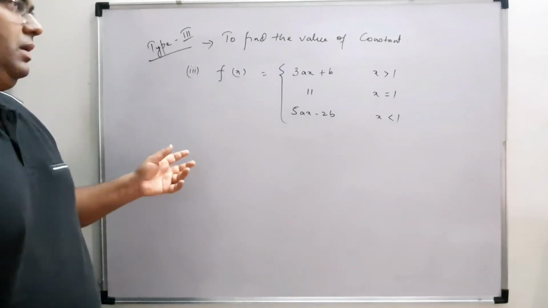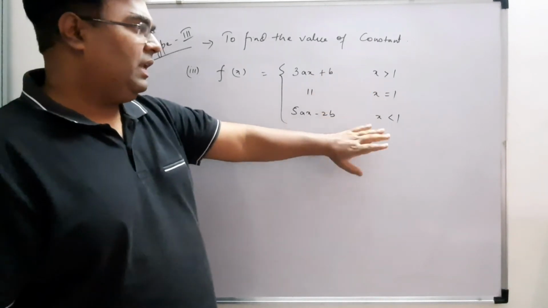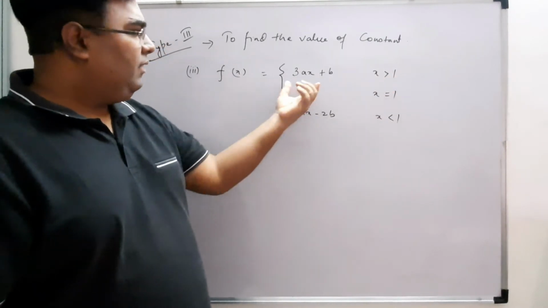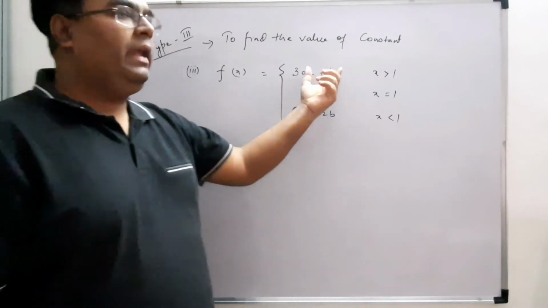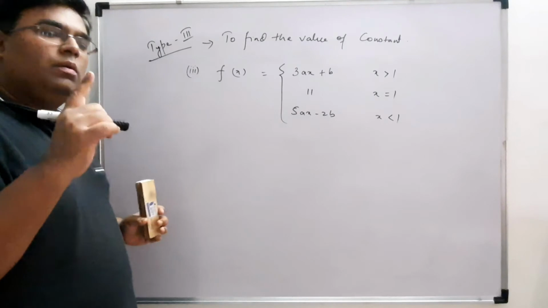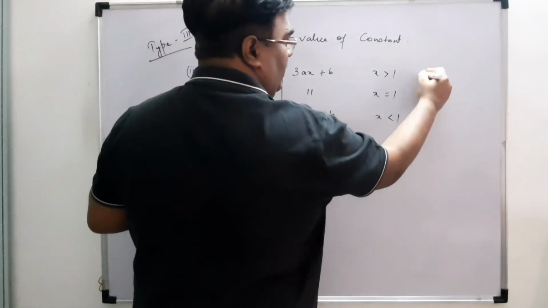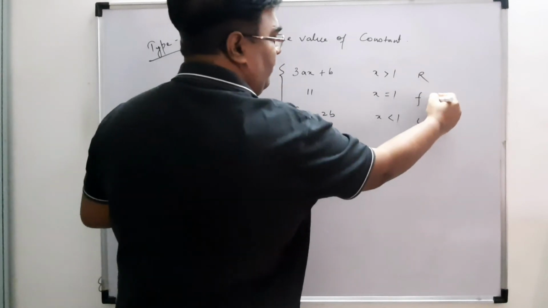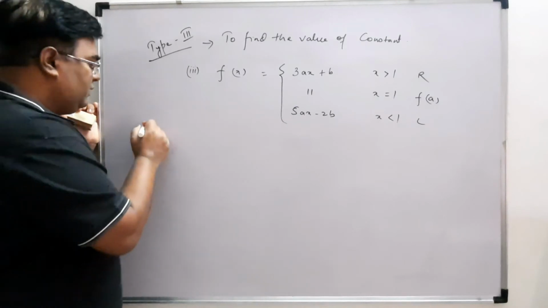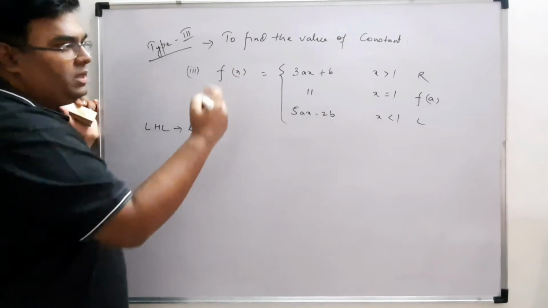Now in the third example, it is the same thing, two definitions. One is for LHL and this is RHL, and we have two constants, A and B. We need to find the value of A and B. Here we will use both the limits. This is my LHL, this is my RHL, this is f(a). So let us first find out the LHL. My point is 1.